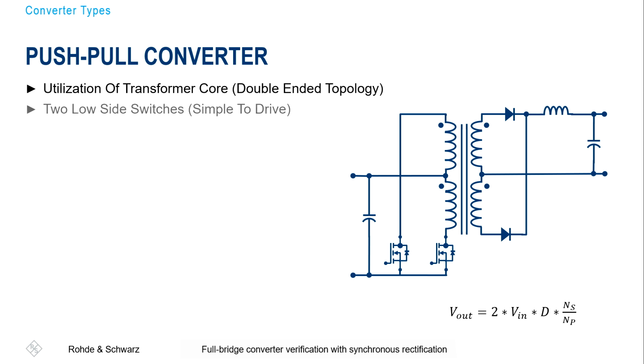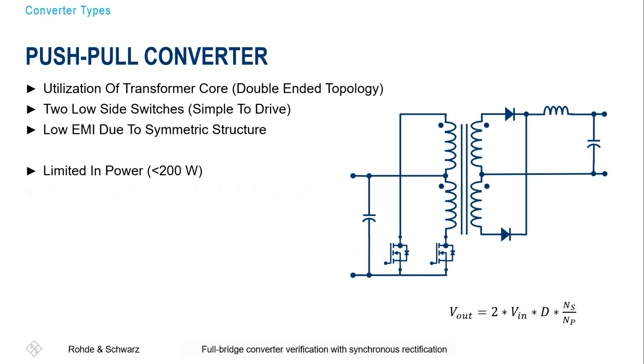The benefits or advantages of this converter are basically that we utilize the transformer core quite well compared to a forward converter, for example, because it's a double-ended topology. And we are driving the core basically in two quadrants.